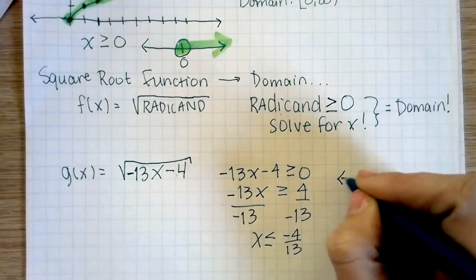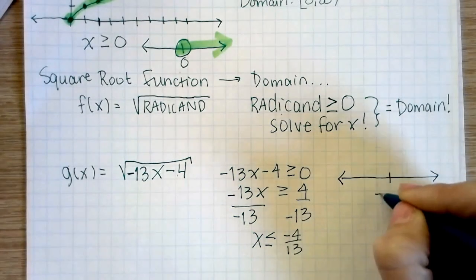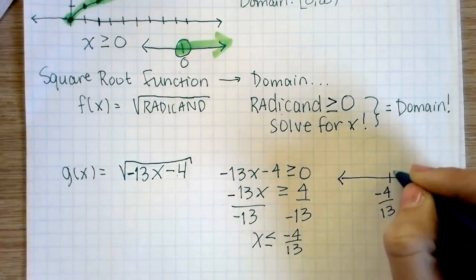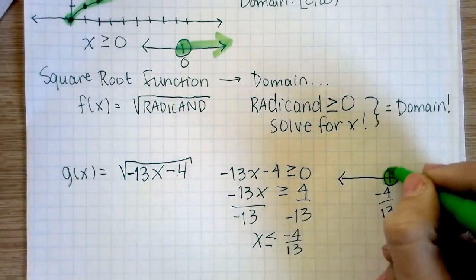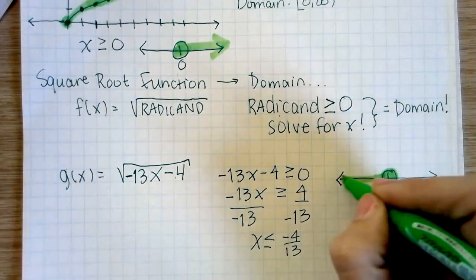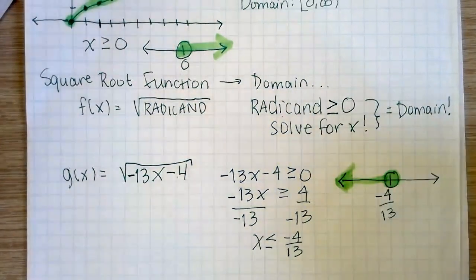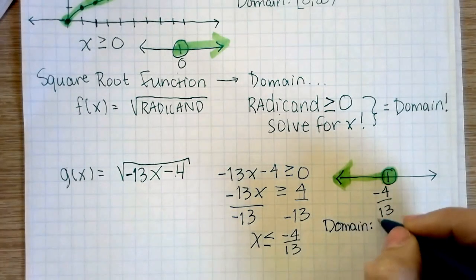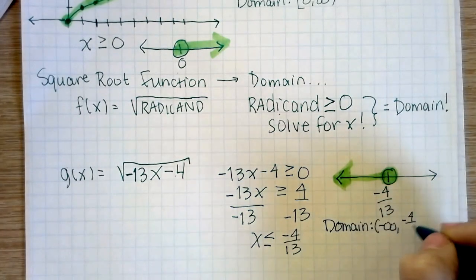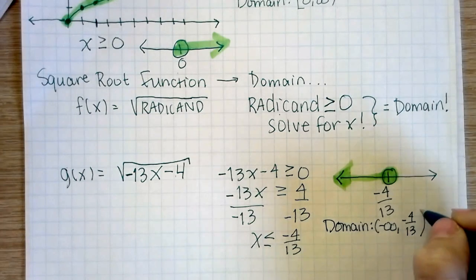Now that's your domain. Before I write my interval notation, I'm going to write it down and put it on a number line. Okay, so greater than or equal, less than or equal, which am I going? I'm allowed to equal it. Less than is this way. So what's my domain? Negative infinity, negative 4 over 13. Oop, my bad. Bracket, because it's included.